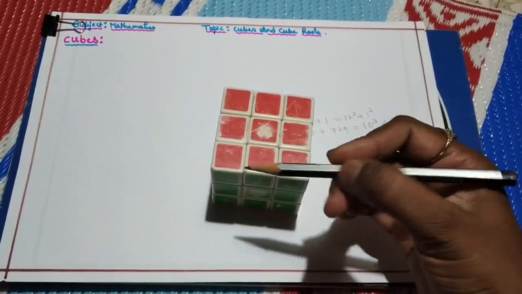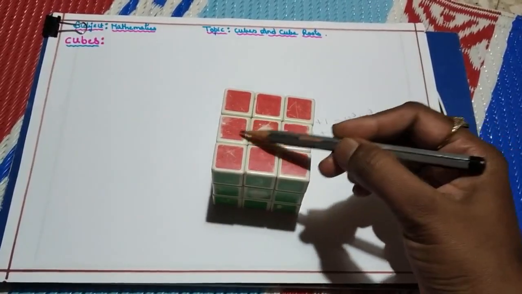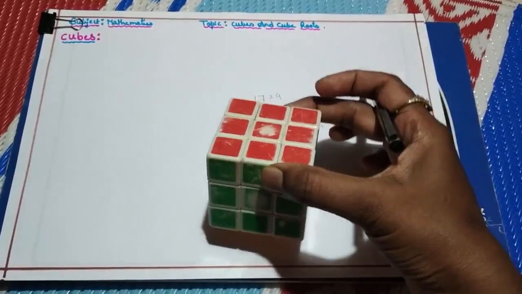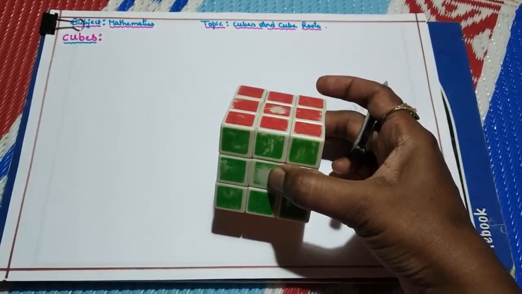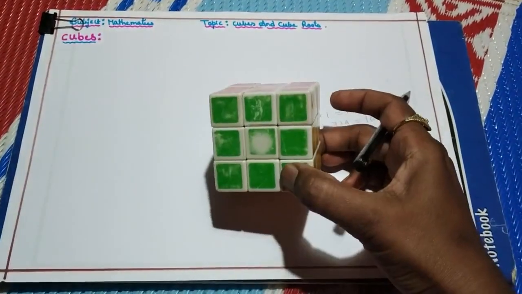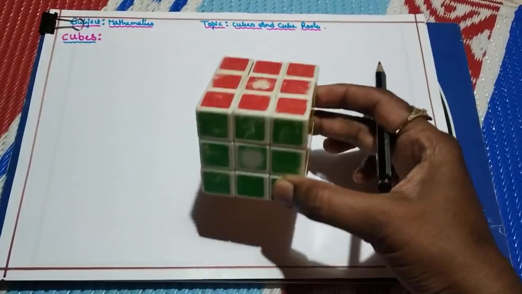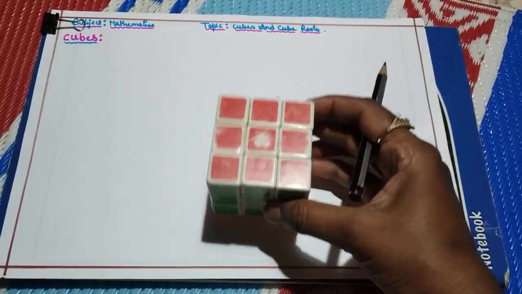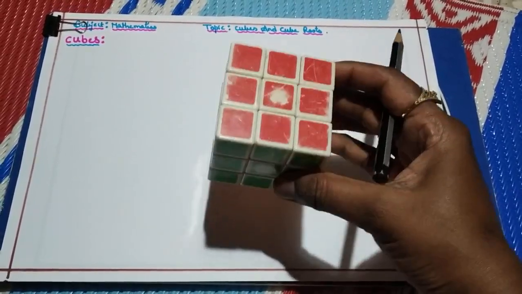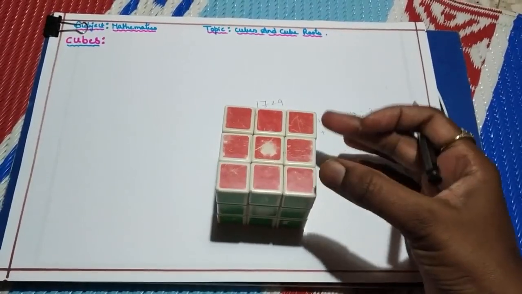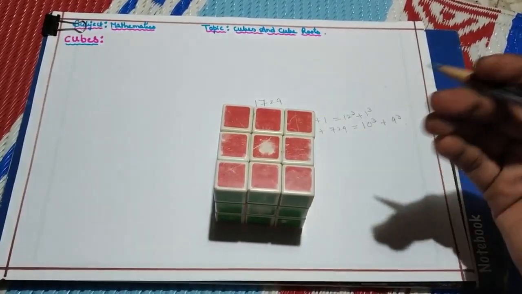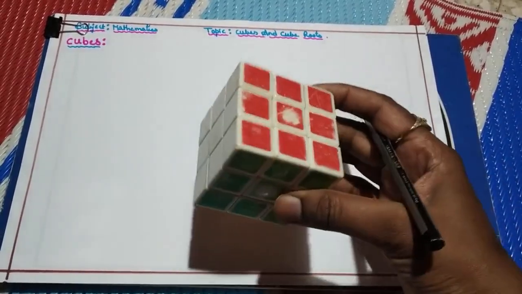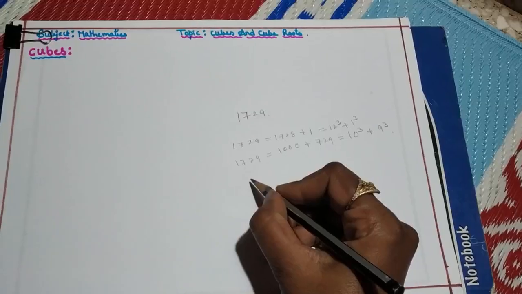So here we can count it: 1, 2, 3, 4, 5, 6, 7, 8, 9. So in the first layer we have 9 cubes. Similarly, in the second layer we have 9 cubes, and in the third layer we have 9 cubes. Then 9 threes is 27. So 27 such small cubes make up a big cube of side 3 units. Similarly, if I go with 4 units, we'll have 64 such unit cubes.